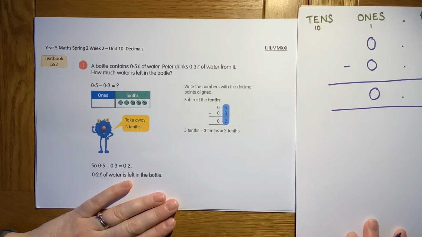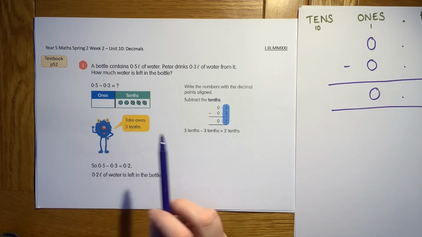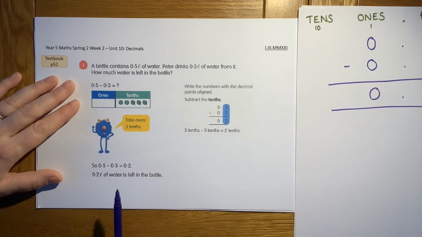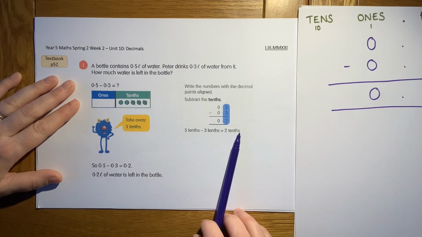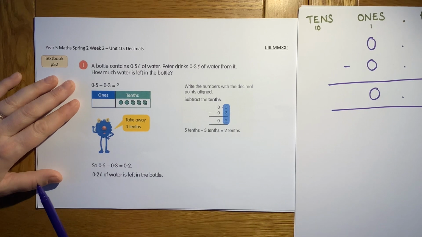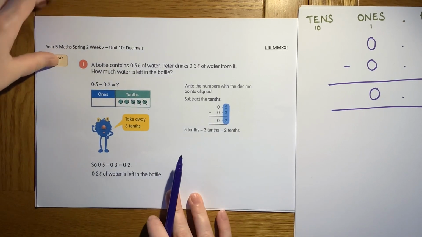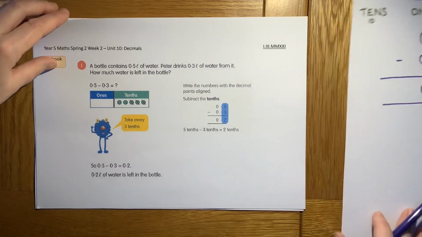Okay, just to show you what that looks like in lots of different ways. We've got a pictorial, we've got the abstract, and we've got a written sentence there. 5 tenths, take away 3 tenths is 2 tenths. Okay, hopefully that was quite straightforward. Let's move on.